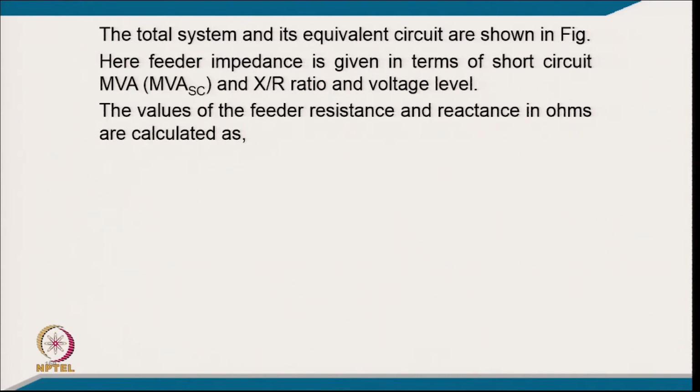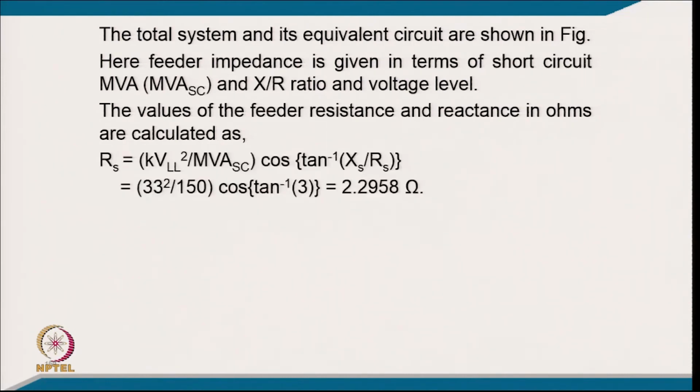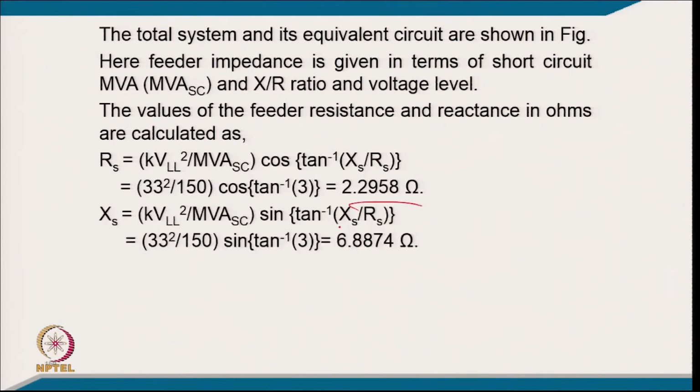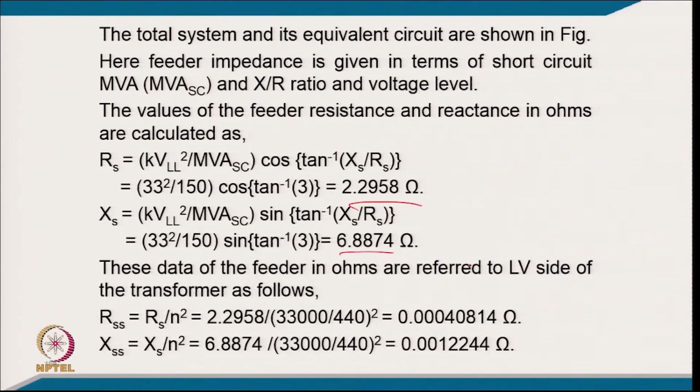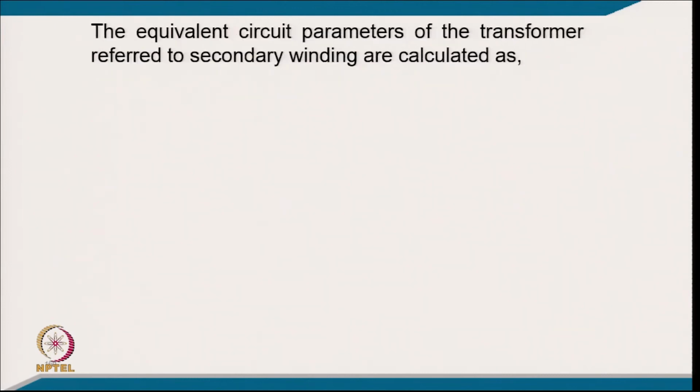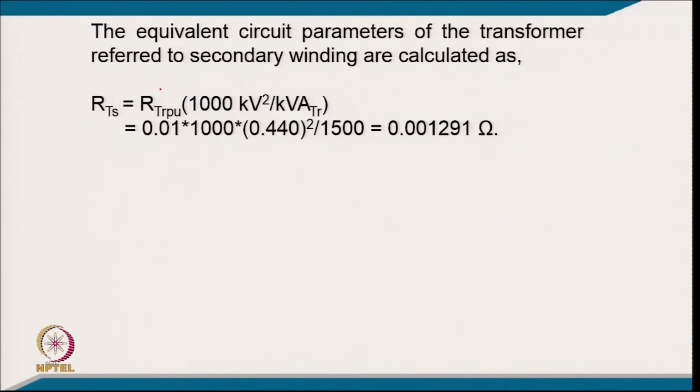Here the feeder impedance is given in terms of short circuit current level and X by R ratio, and the values of the feeder resistance and reactance are calculated. So, the resistance of the feeder from this relation comes 2.2958 and the reactance from this relation 6.877 ohm, and these data on the feeder are to be referred to the LV side of the transformer. So, we are just taking the turns ratio square. So, it comes 4.0040814 ohm and the reactance is 0.0012244 ohm.